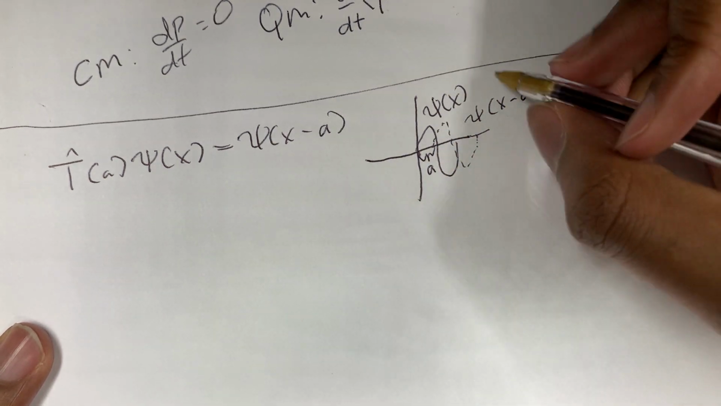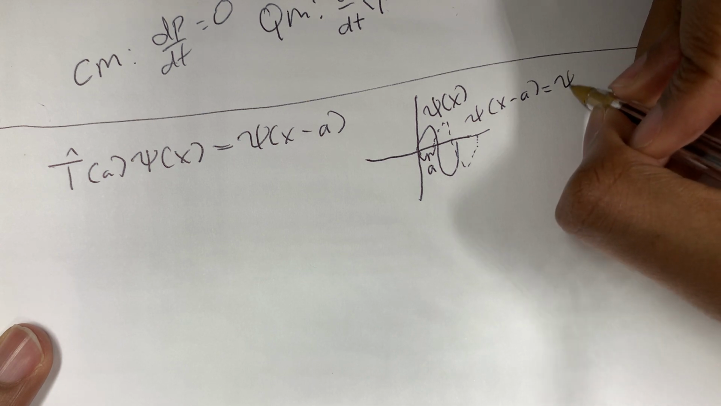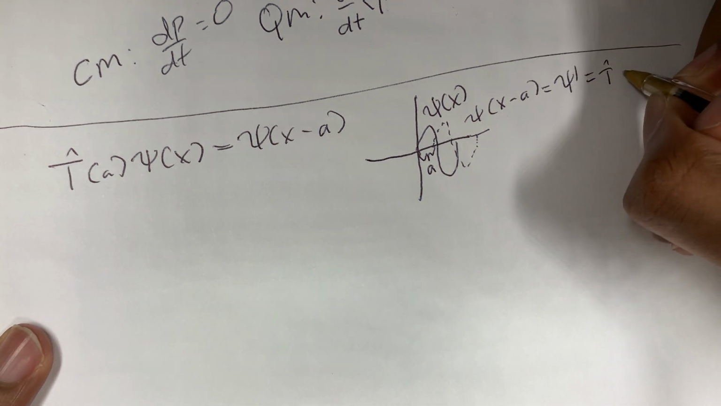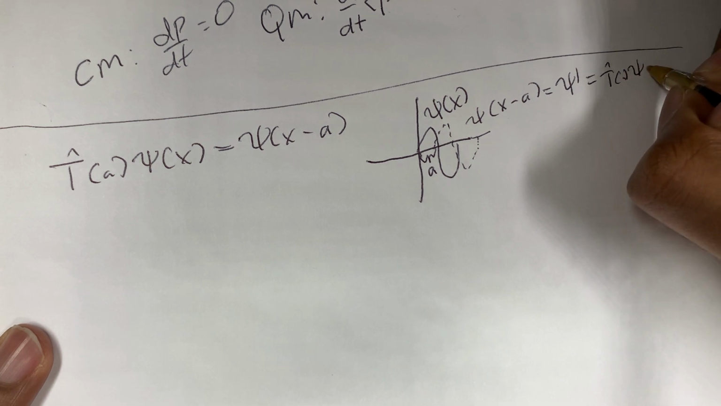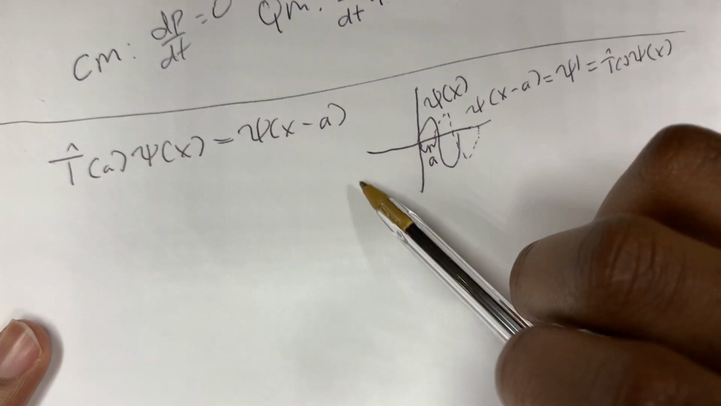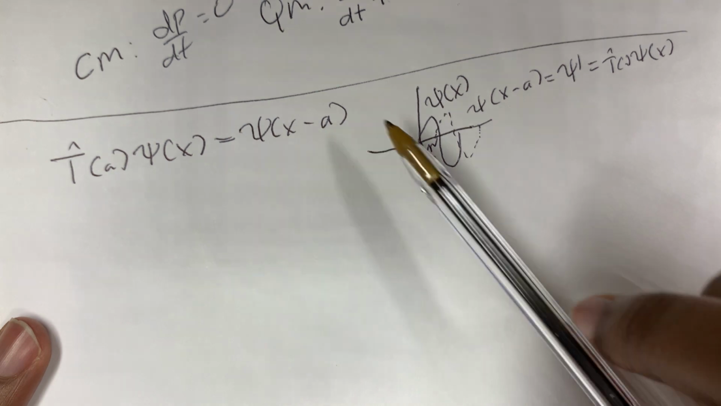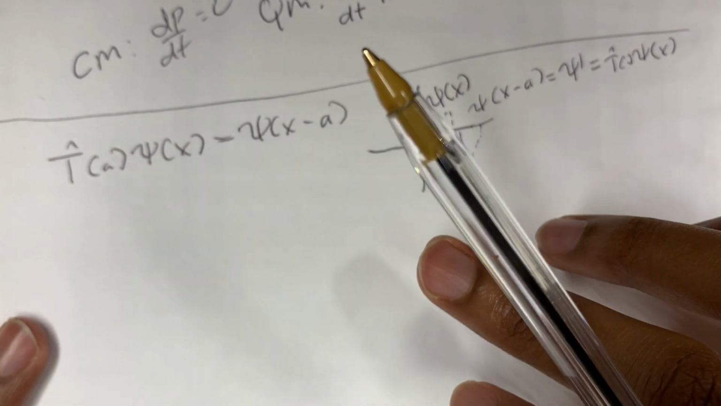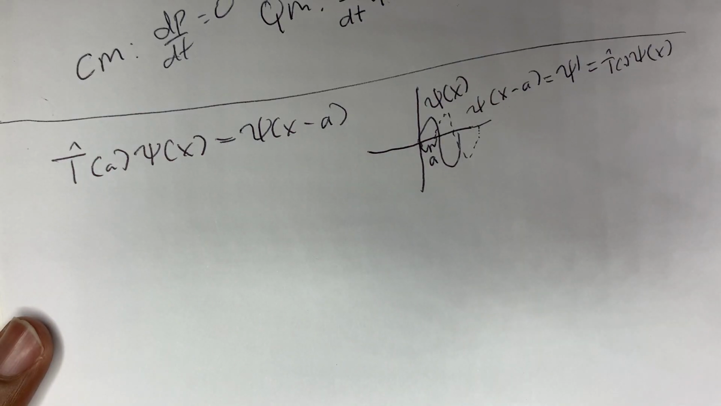Now we say psi of x minus a, we call that psi prime, and that's going to equal the translation operator acting on psi of x. So this operator acting on psi is just shifting it to the right by some amount. That's what it means. Hope you guys can understand that.